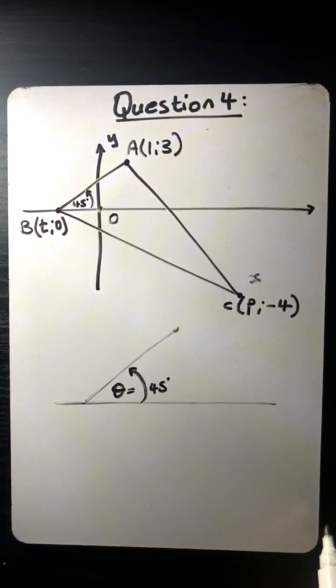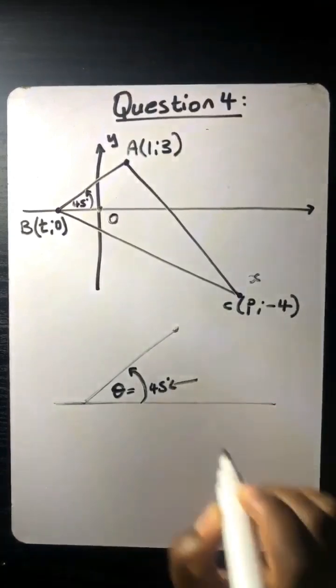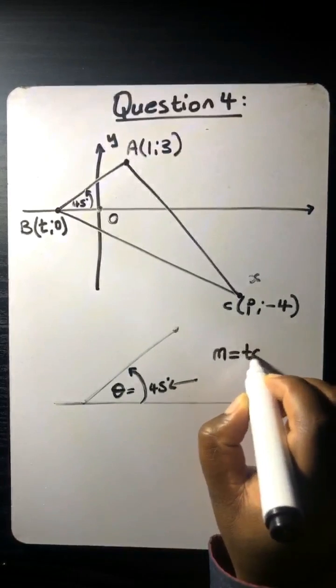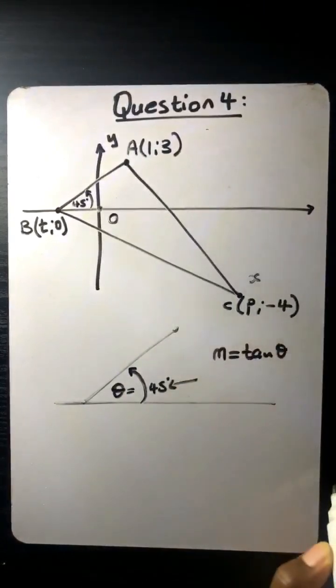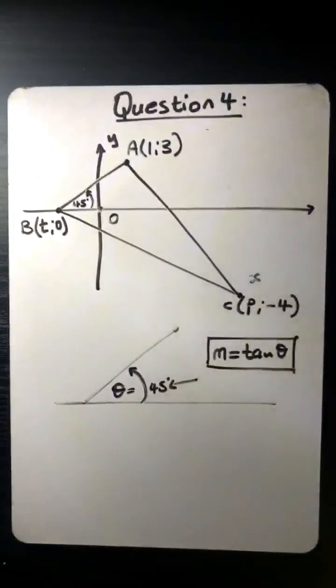Meanwhile, I still remember during that lesson, we said the moment you see that angle, immediately remember this formula which says the gradient of a line is equal to tan of the angle. I think while I'm still on this point, let me firstly emphasize something very, very important.